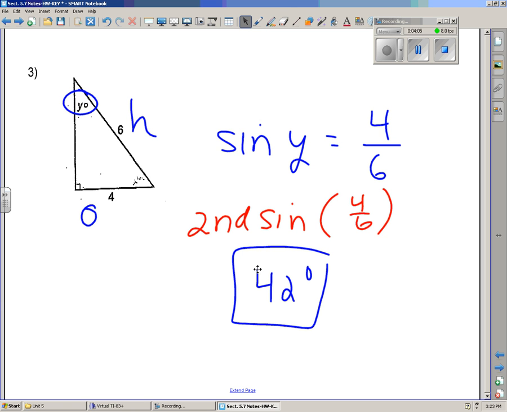And I believe that's all that we have, just 3 examples for you. So just those 3 examples, and you're doing the inverse functions to get the missing angles.